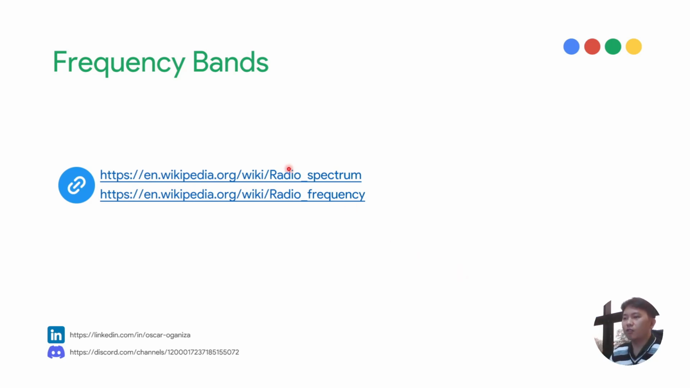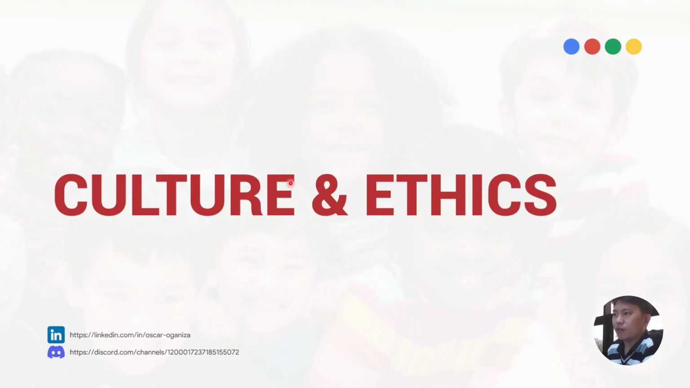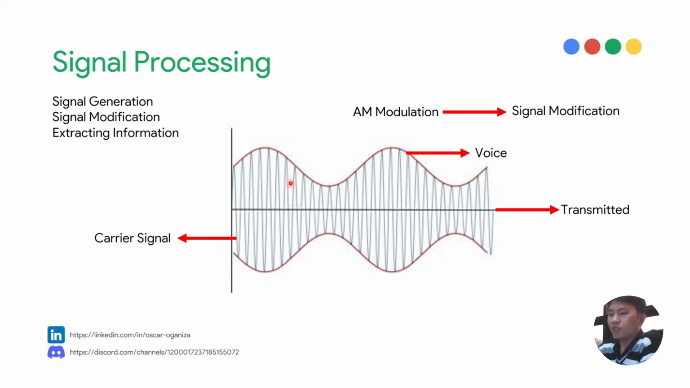So let us check what the radio spectrum and radio frequency are. I think we could study this later on in the following weeks in our subjects. So let us study signal processing: signal generation, signal modification, and extracting information. Okay, so this is the last slide of our class for today.